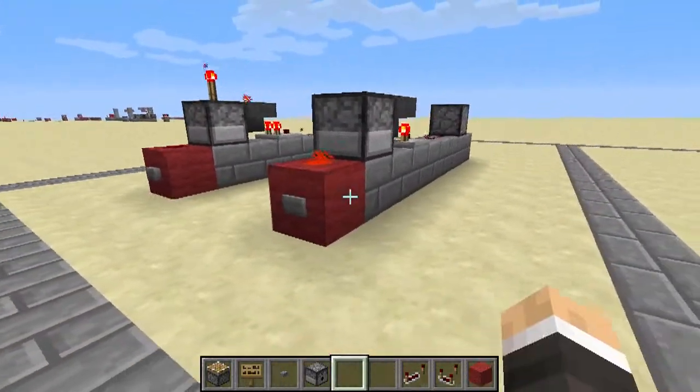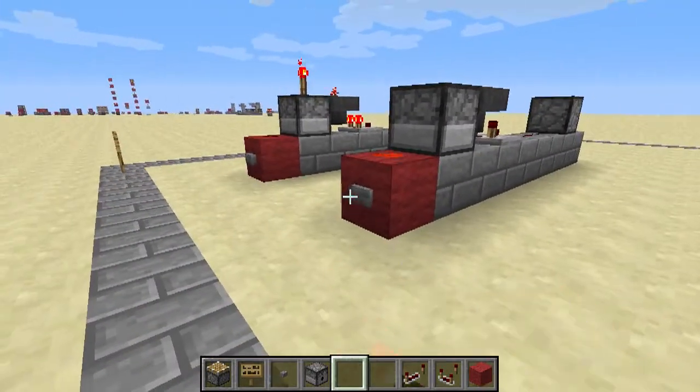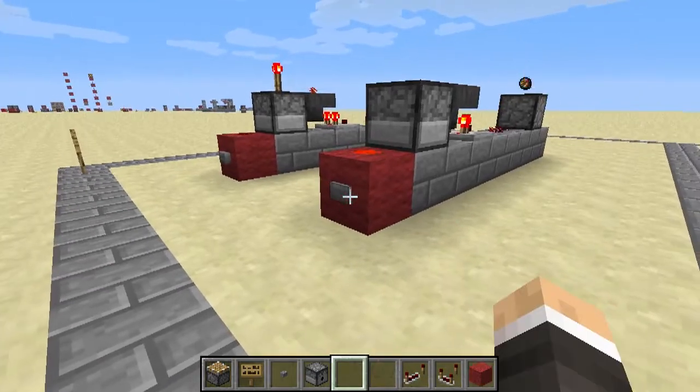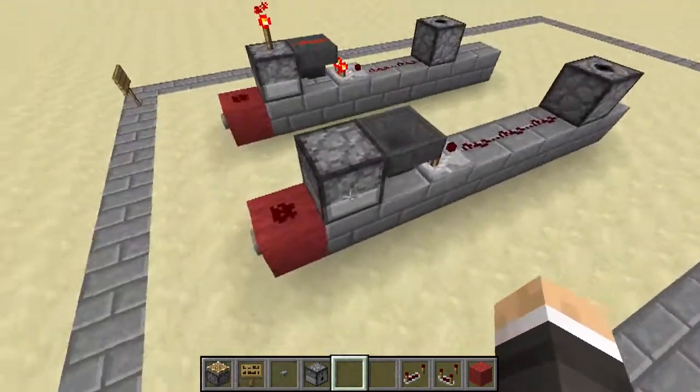So if I push this button, that time the sword got chosen. That time the sword got chosen, that time the sword got chosen, and that time.